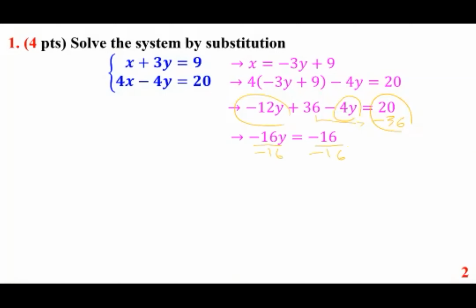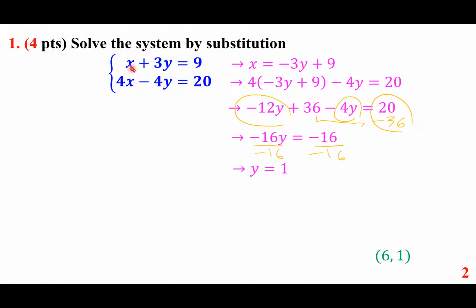And y becomes 1. You can put the y into the first equation, and x becomes 6. You should check it now with the second equation.